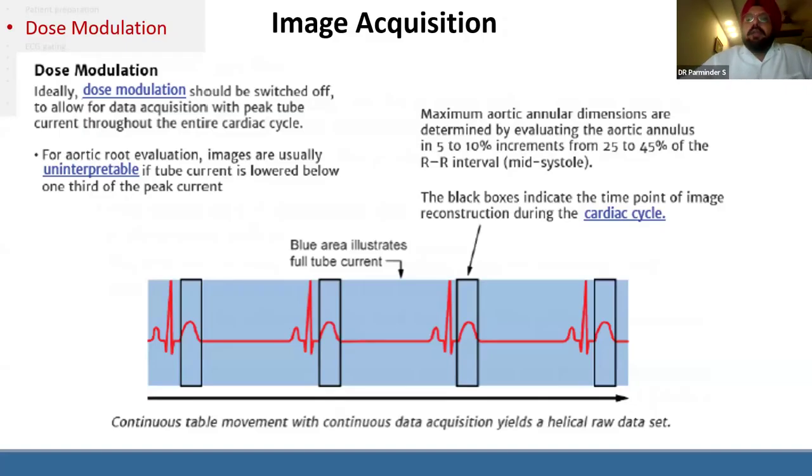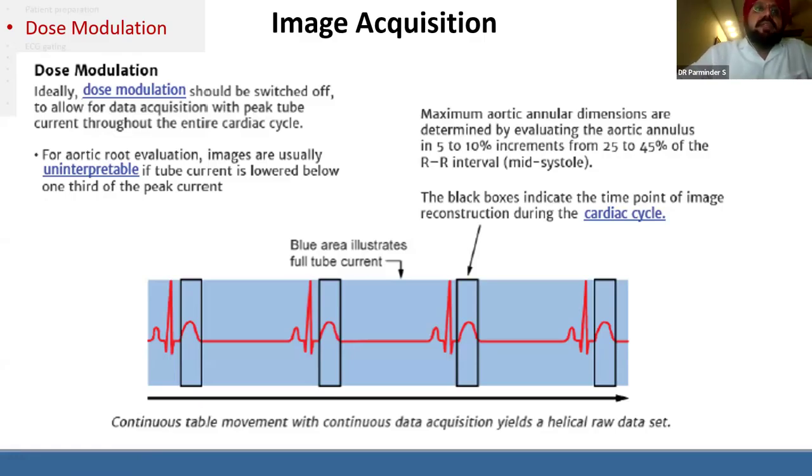The second important thing in the image acquisition is dose modulation. What is dose modulation? Dose modulation is dose regulation. Ideally, if we want good images from the CT, dose modulation should be switched off to allow for data acquisition with peak tube current throughout the cardiac cycle. If we see this figure, this blue bar is the full tube current throughout the cardiac cycle. So we acquire the CT data throughout the cardiac cycle with full tube current.